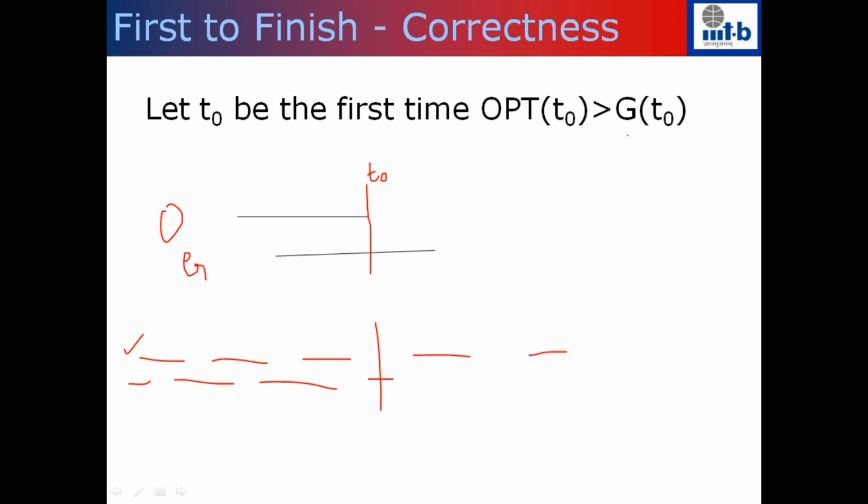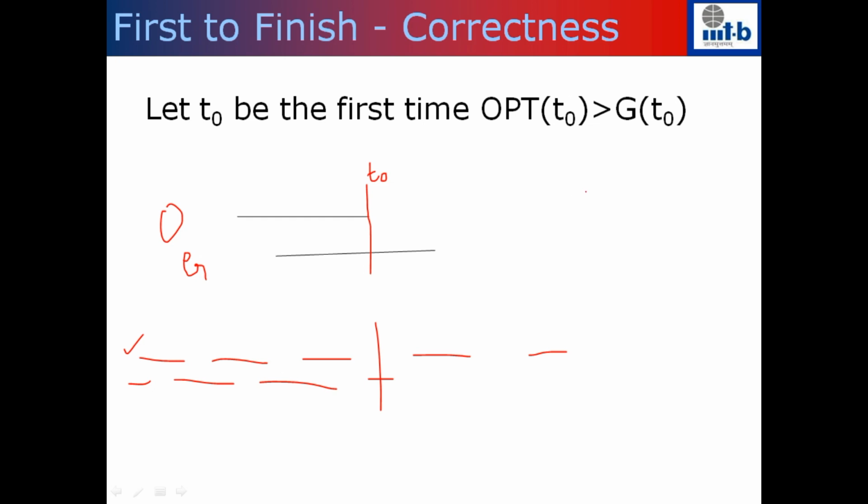If there exists an optimum algorithm which schedules more number of jobs than the greedy algorithm, then there should be a time t0 where the optimum actually schedules more number of jobs than the greedy algorithm. T0 is the first time where such a thing happens.